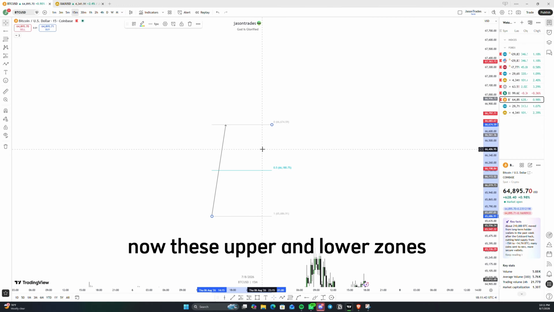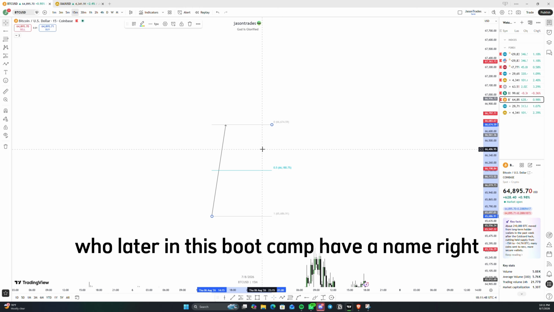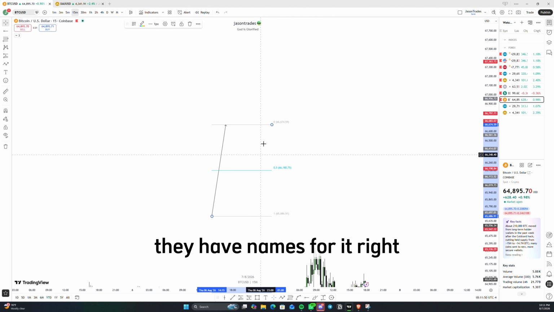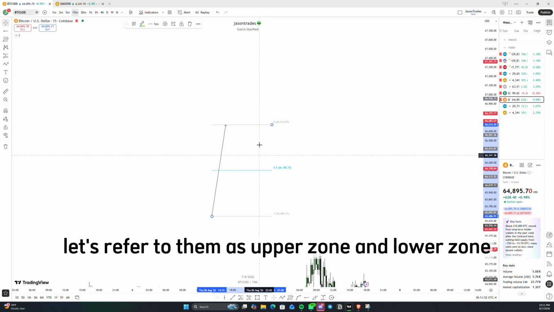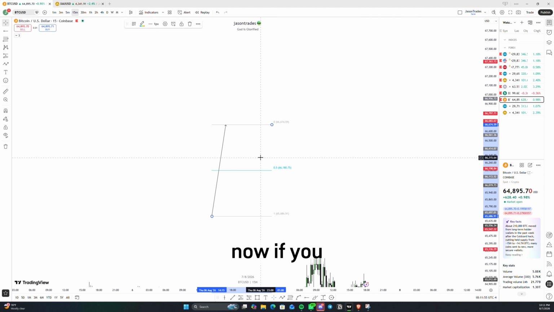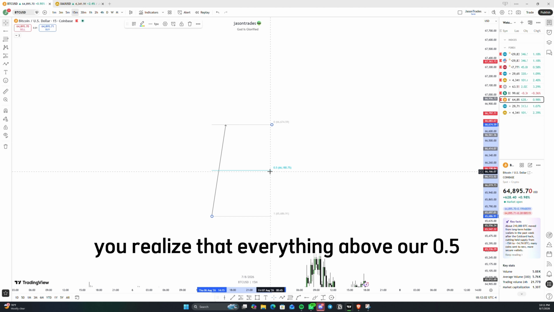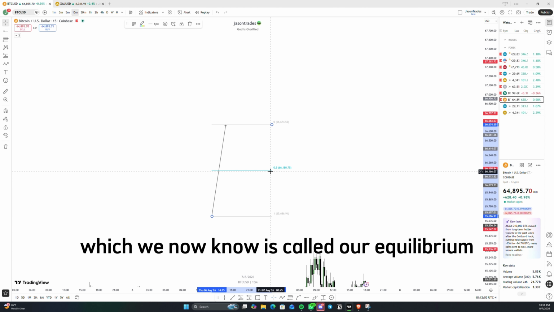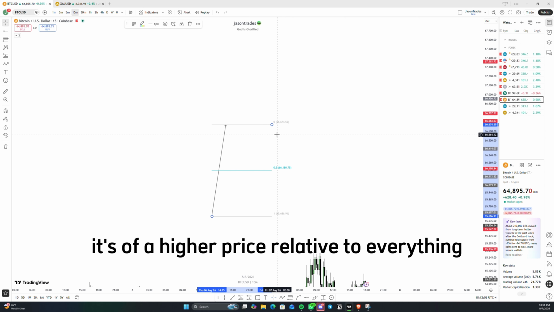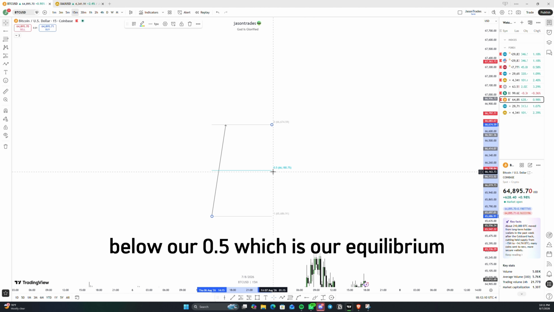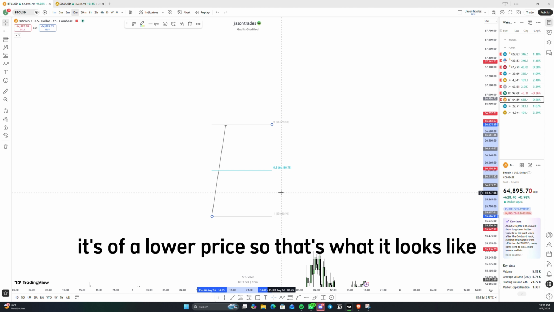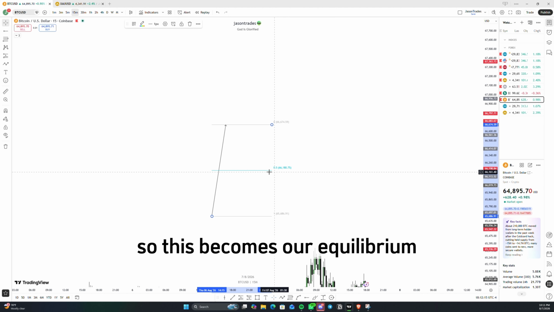Now, these upper and lower zones will later in this bootcamp have names. But for now, let's refer to them as upper zone and lower zone. If you look at the price points corresponding to these zones, everything above our 0.5, which we now know is called our equilibrium, is of a higher price relative to everything below our 0.5, which is of a lower price. So this becomes our equilibrium.